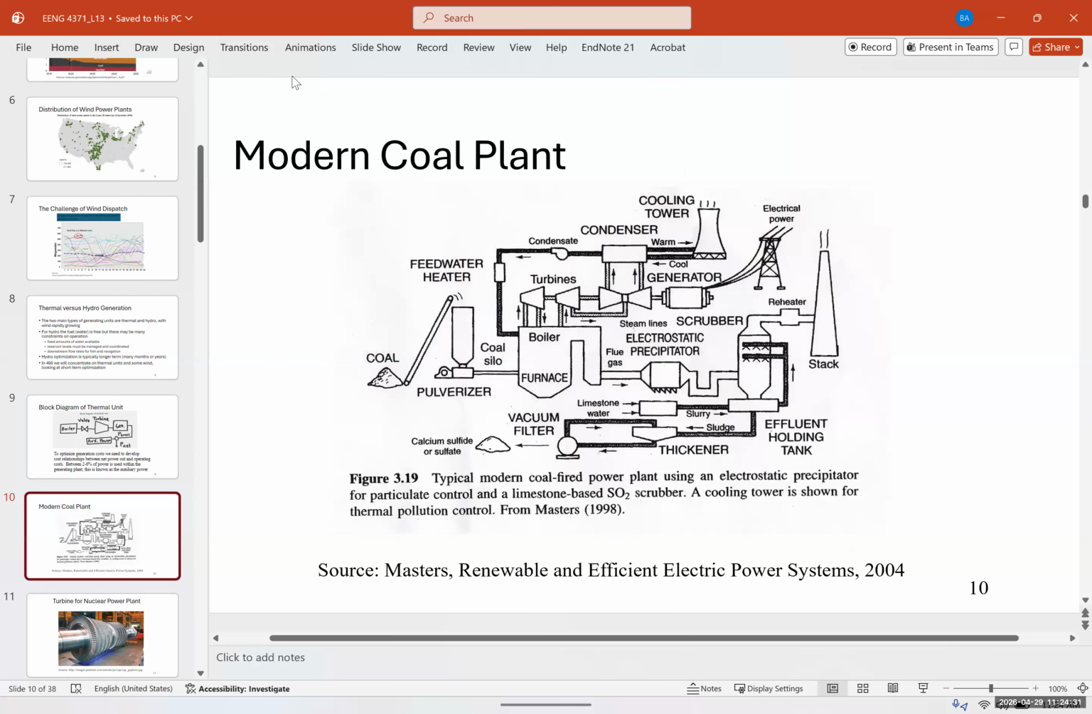Now this slide shows a diagram of a modern coal-fired power plant. You can see the full process. Coal is burned. First they crush it and then they burn it in a boiler to produce steam. The steam drives the turbine. You can see step by step, and you can read faster than I can. And the generator, and then the steam is cooled in a condenser and recycled back to the boiler.